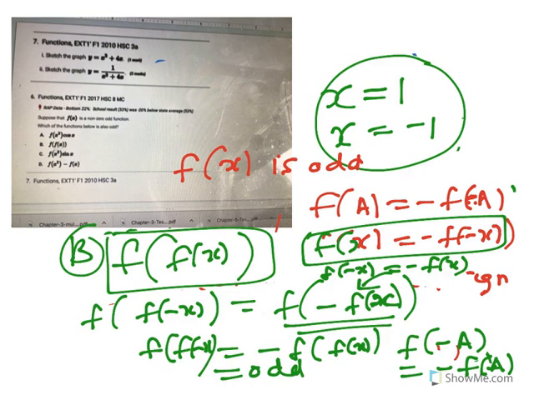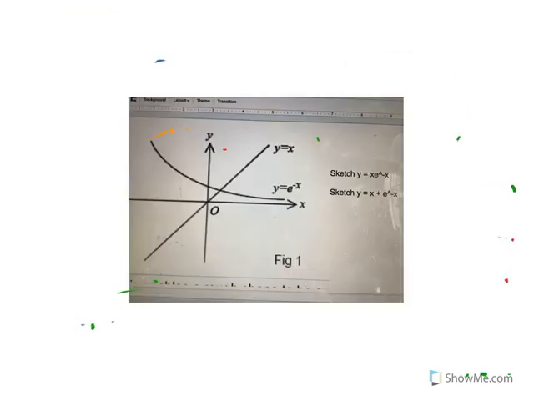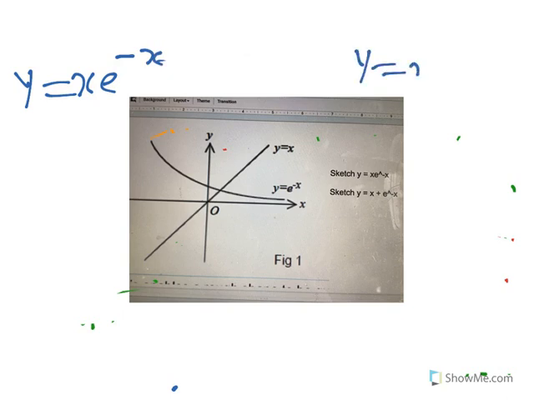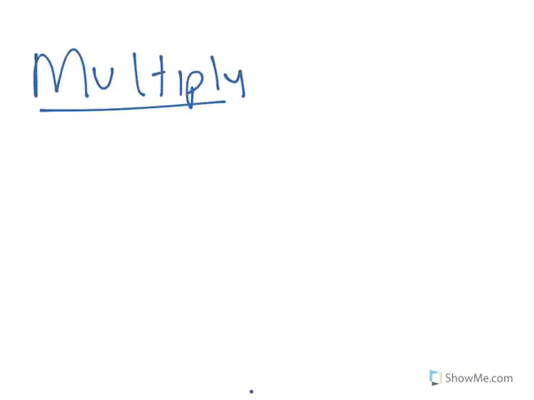It's a pretty hard question, and this is from a 4-unit paper, so that's why it's so hard. Okay, there's just a couple more things that I want to look at. These are probably a bit hard, but e to the minus x, and also x plus e to the minus x. Now before I do that, I just want to go through what happens when you multiply two functions.